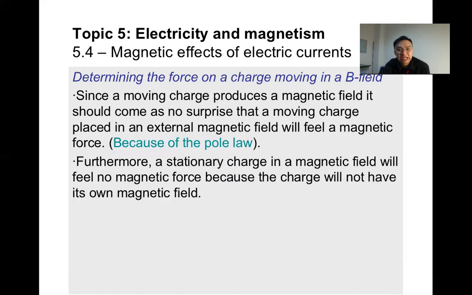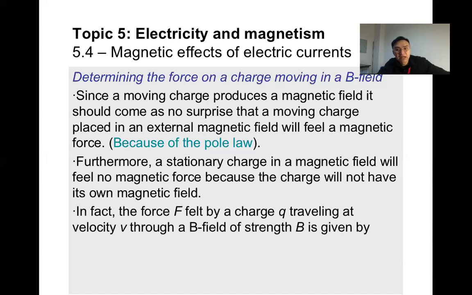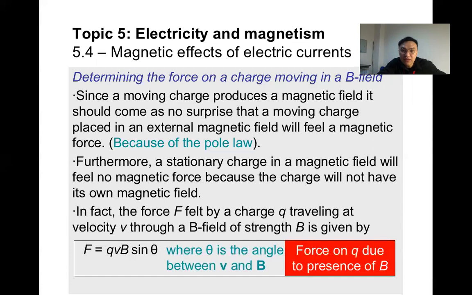Furthermore, a stationary charge in a magnetic field will feel no magnetic force because the charge will not have its own magnetic field. In fact, the force felt by a charge q traveling at velocity v through a magnetic field of strength B is given by F = qvB sin θ, where F is the magnetic force, q is the charge, v is the velocity, and B is the magnetic field. So in order for a charge to have a magnetic force, it should have a charge and it is moving.